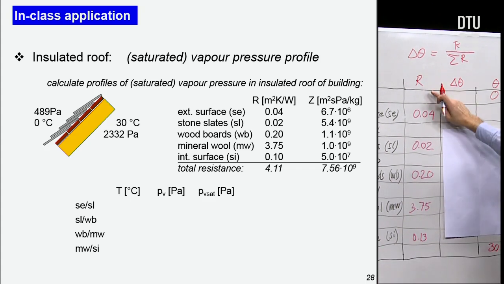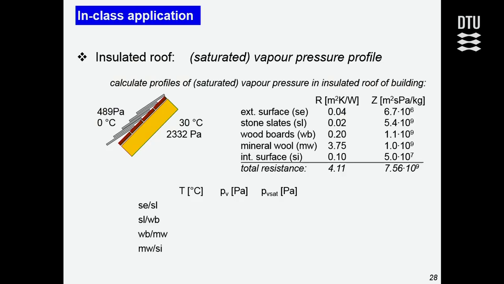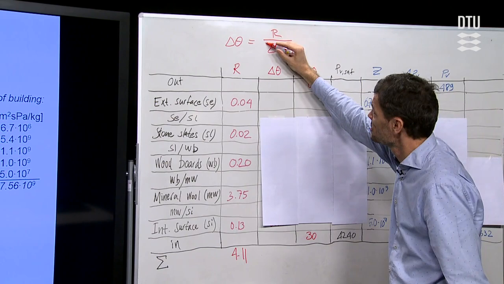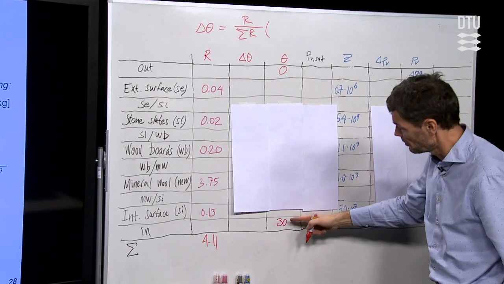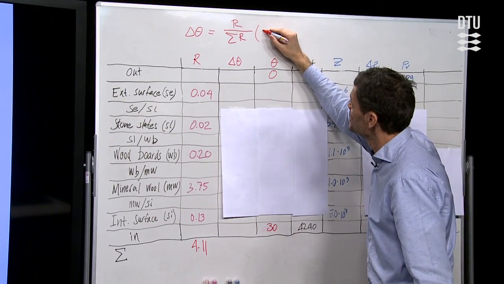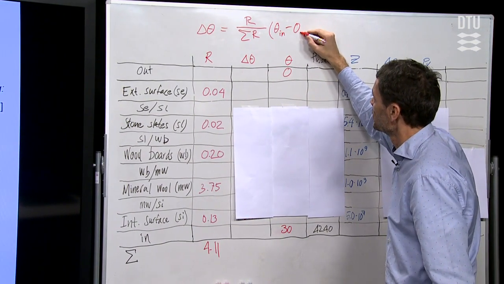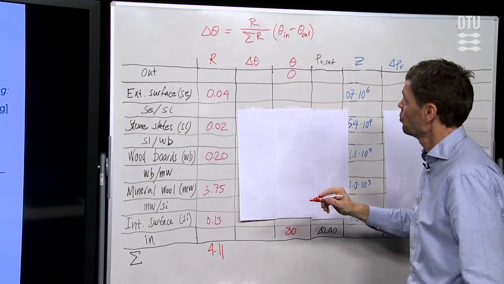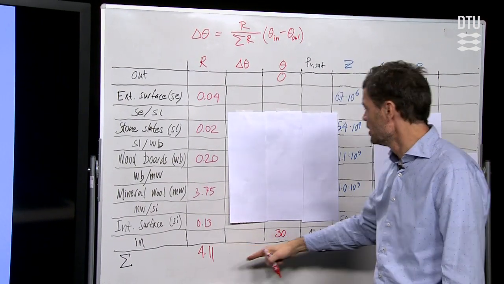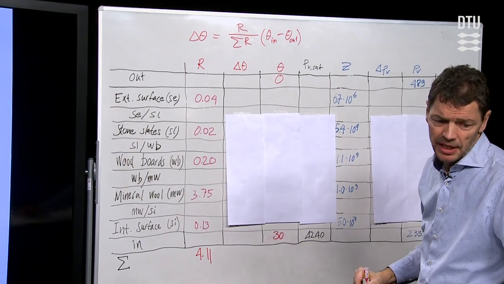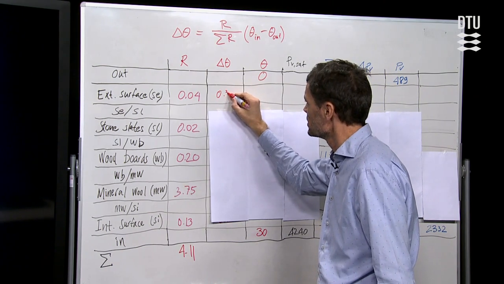I have here the summation. So the summation of all the resistances is 4.11 for all those layers we have. So that's a number I know for my calculations. And then that should be multiplied with the overall temperature difference over the whole roof. And that's 30 minus 0, so the interior room temperature, subtracted from that the outdoor temperature. That's our formula to calculate delta T. So if I say 0.04 divided by 4.11 and multiplied with 30 degrees, then the temperature drop over my exterior surface resistance is 0.3 degrees centigrade.